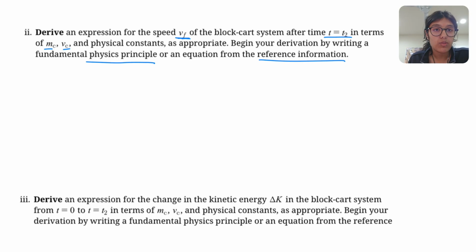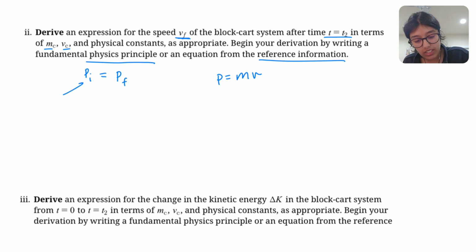I know that this question specifically falls under conservation of momentum. So that means the initial momentum should be equal to the final momentum. And you can kind of see what I'm getting at over here. I know momentum in general is just equal to mass times velocity, right? So this initial momentum is when t is equal to 0, when we're just starting out. And this final momentum is going to be when t is equal to t2.